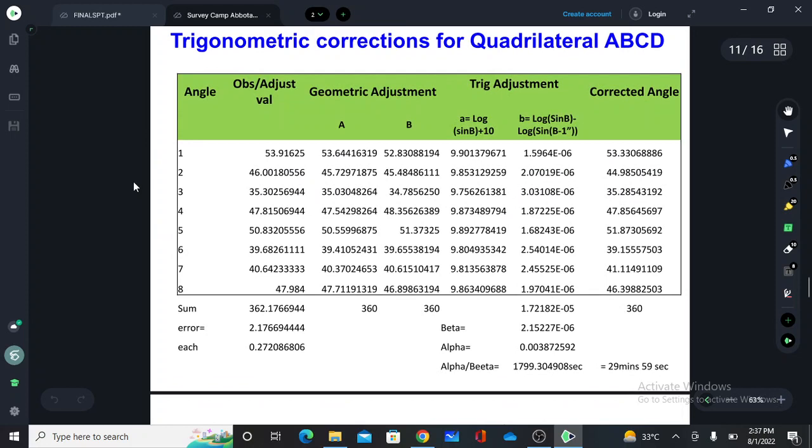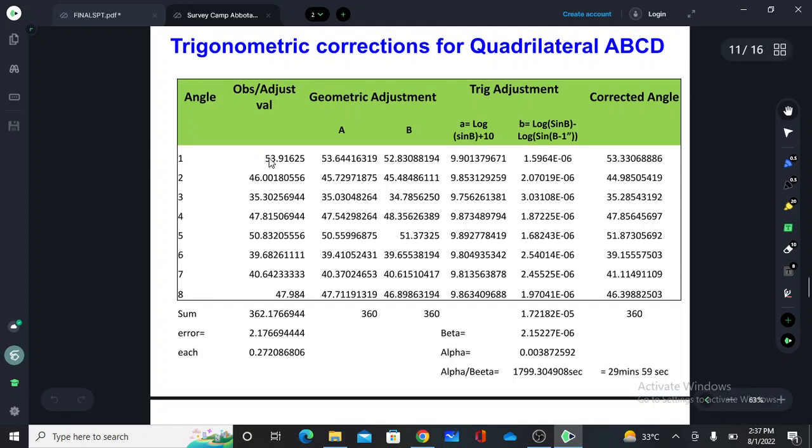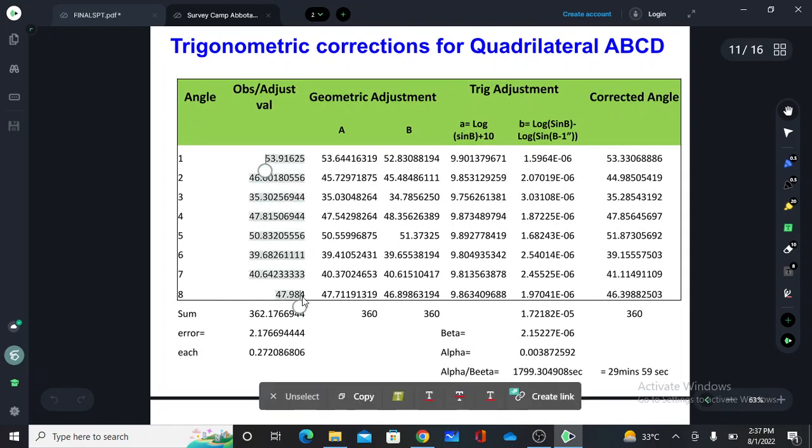After applying station correction, after applying figure adjustment, after applying the brace quadrilateral adjustment, whatever the final angles are, we will write those angles here. All these angles are after the station adjustment, after the figure adjustment, and after the brace quadrilateral adjustment.